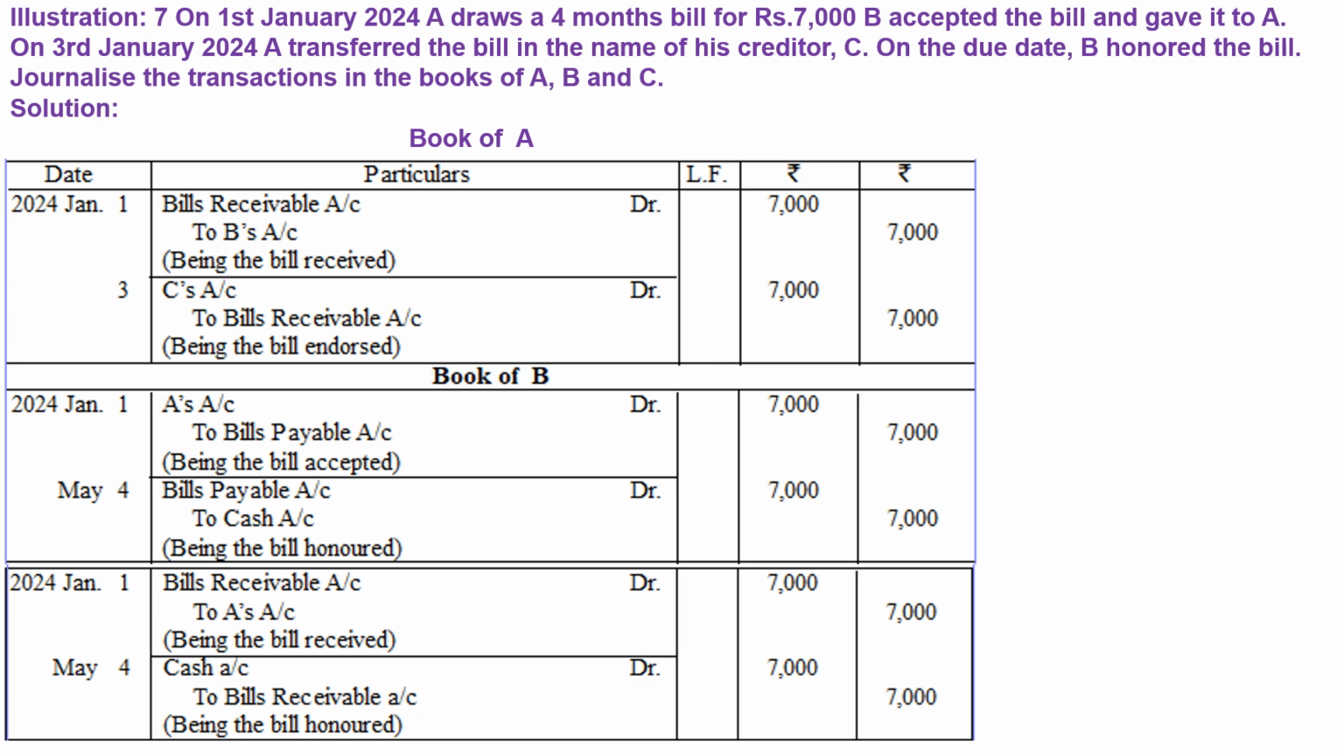Illustration 7. On the 1st of January 2024, A draws a 4-month bill for 7,000 rupees. B accepted the bill and gave it to A. On the 3rd of January 2024, A transferred the bill in the name of his creditor, C. On the due date, B honored the bill. Journalize the transactions in the books of A, B and C. Solution. Journal entries are presented here.